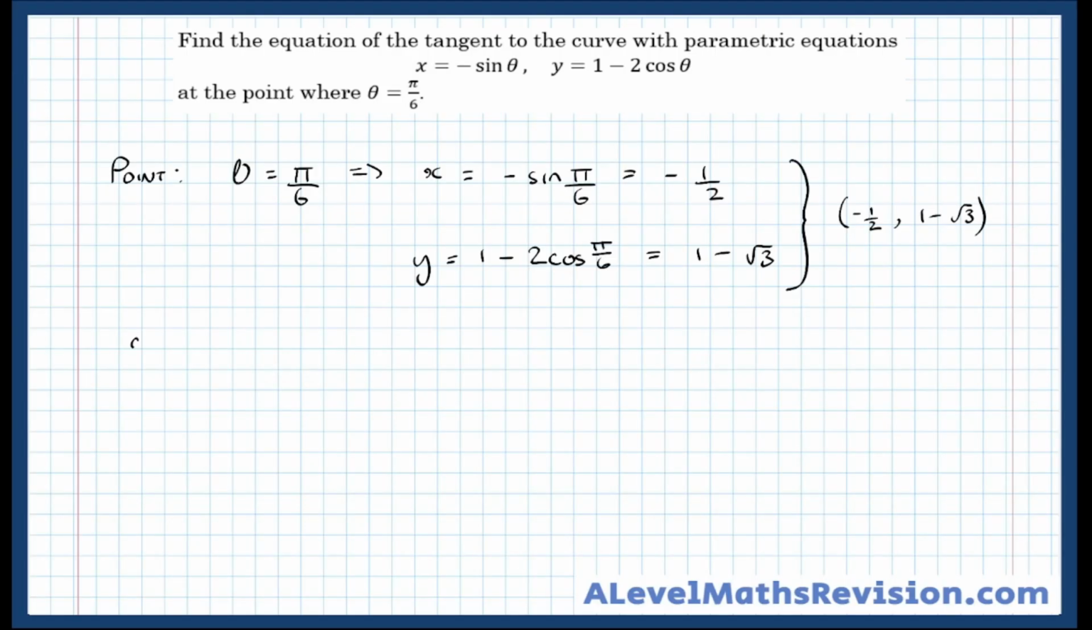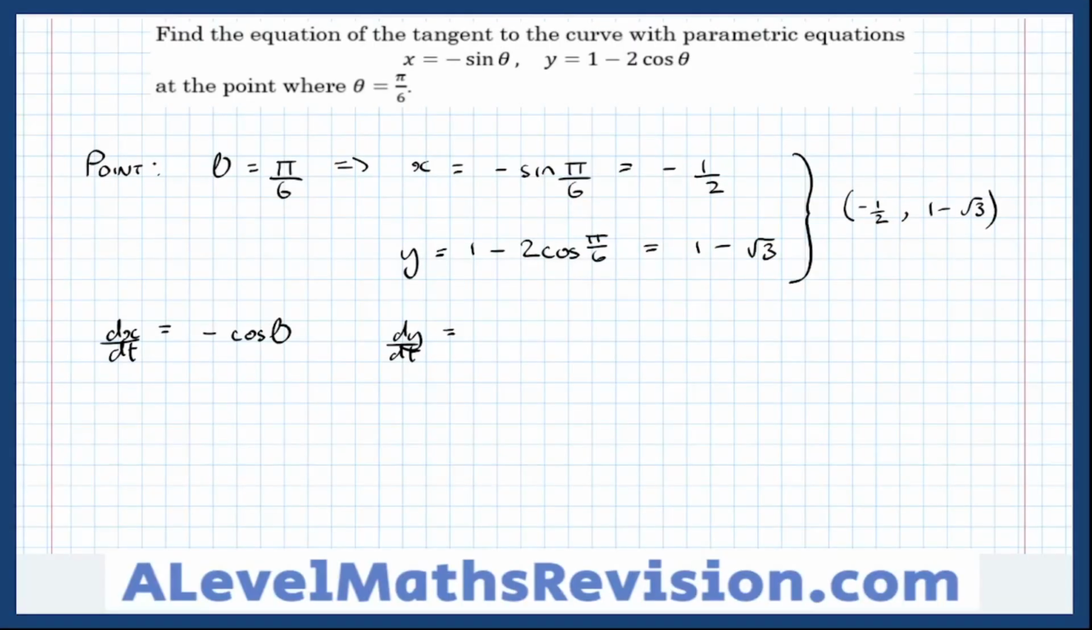So remember, and you might want to pause it, have a go at this one yourself, dx by dt equals minus cos theta, dy by dt, and the differential of cos here is minus sine, so that would make a double minus, so that the differential of that, dy by dt, would be 2 sine theta.